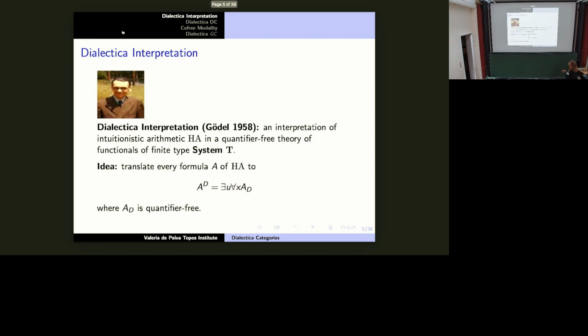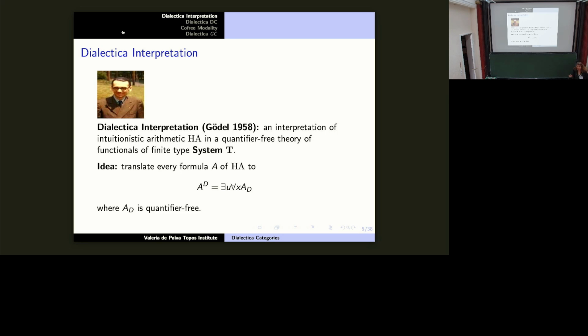Okay, so you might be wondering to yourselves, why Dialectica categories? Dialectica categories come from the name dialectical interpretation, and it was first conceived by Kurt Gödel, and he published it in 1958 in the philosophical journal called Dialectica, and that's why the name is so.